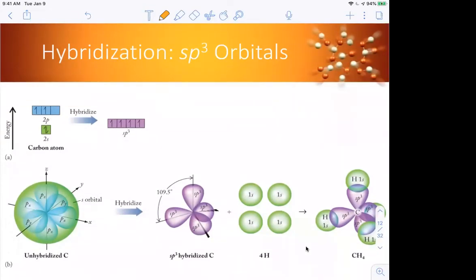If I look at this, here I have unhybridized, where I have 2 electrons in my s and then 2 electrons in the p. This is going to mix and hybridize, so I get those 4 equal energy sp3 orbitals. That's going to look like this. And notice now I have this tetrahedral geometry. Now, when I form CH4, each one of these hydrogens is going to share its 1s electron with each unpaired electron in an sp3 hybridized orbital.